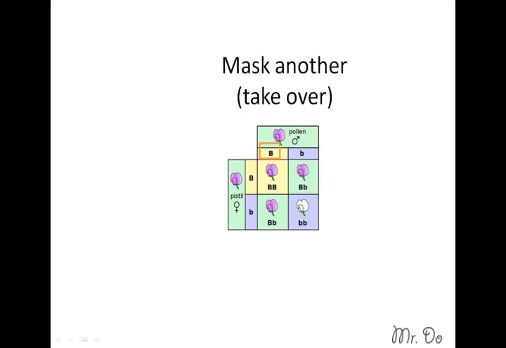When one allele masks another allele, it's called dominant. In this case, the big B is dominant. So whenever the big B exists, the phenotype, the physical trait of the flower, is always going to be purple. As long as there is a big B in the gene, then it will be purple. Now the one that is being masked is called recessive. That's the small b. The small b will only show up if there's no big B around.